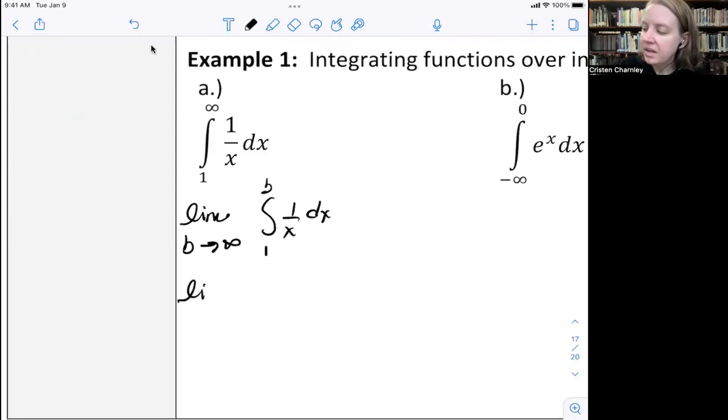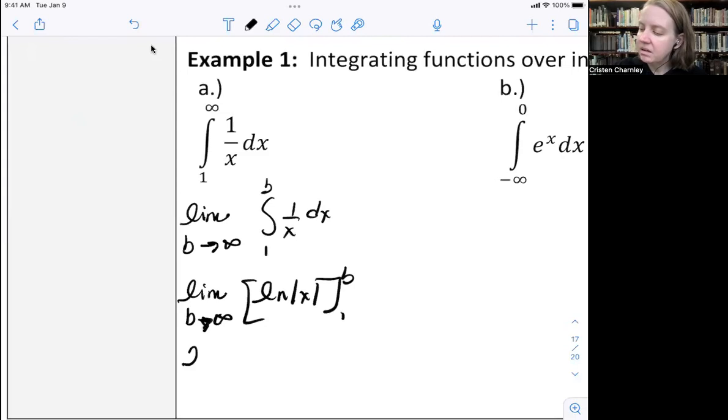And still the limit as b approaches infinity. I know inside of that integral is 1 over x. We all know that's natural log of x by now, between 1 and b. So the limit as b approaches infinity, natural log of b minus the natural log of 1.